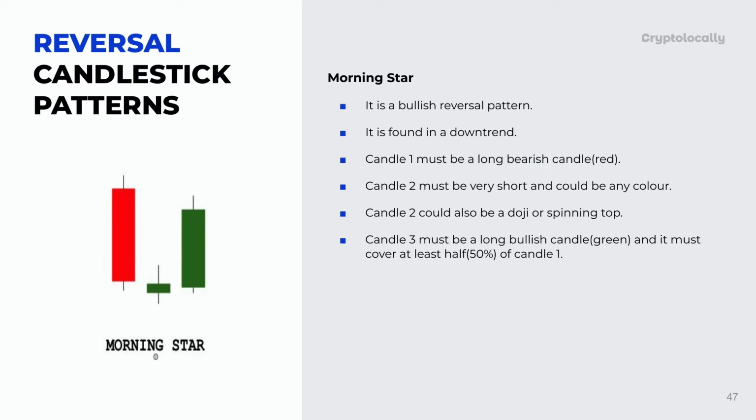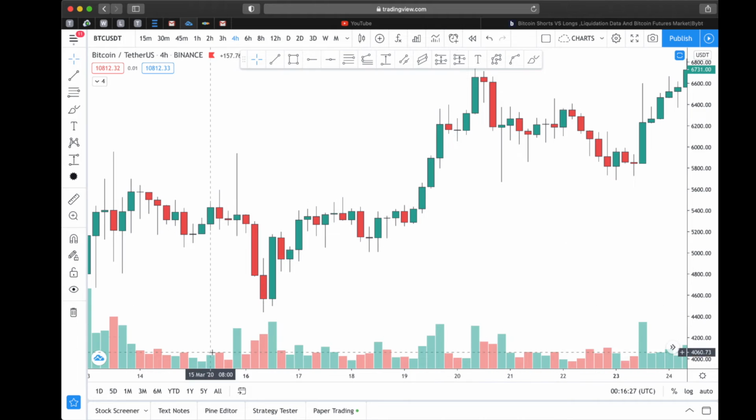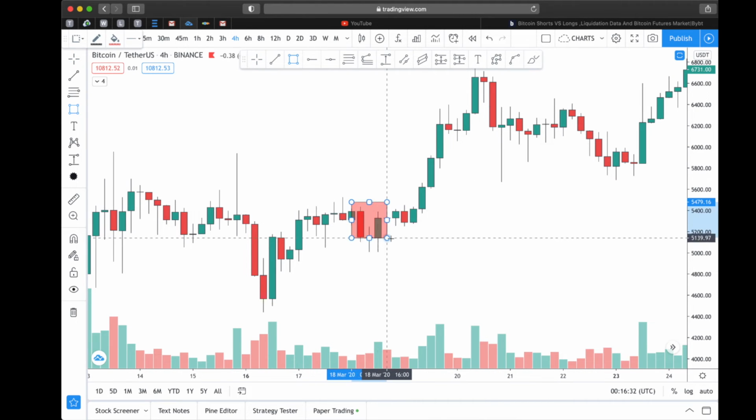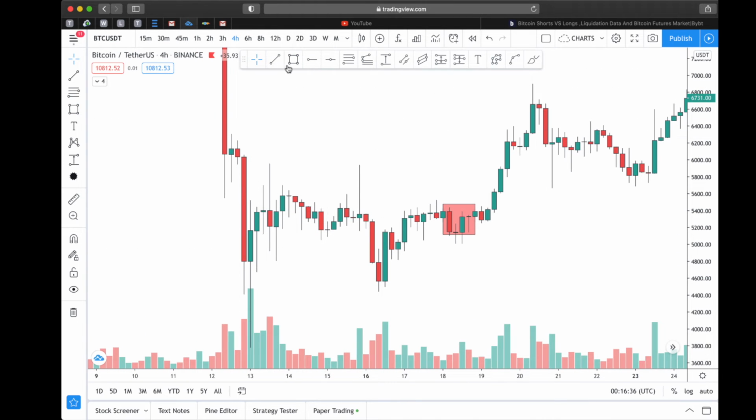Do you understand? So let's see it in a real life scenario. This is a typical morning star. So here, this 3 candlestick formation is a morning star. Remember, we are seeing this at support. This is a support zone. Do you understand? We are seeing it at support. This is why these 3 candlesticks are active at this region.